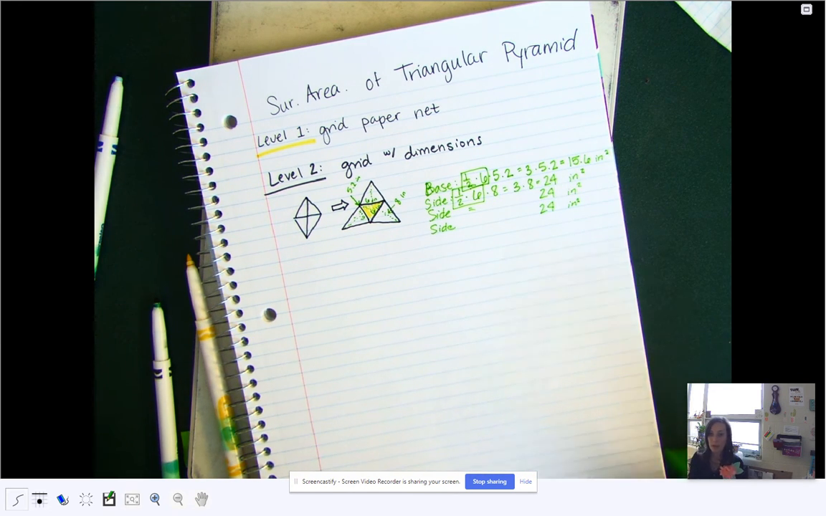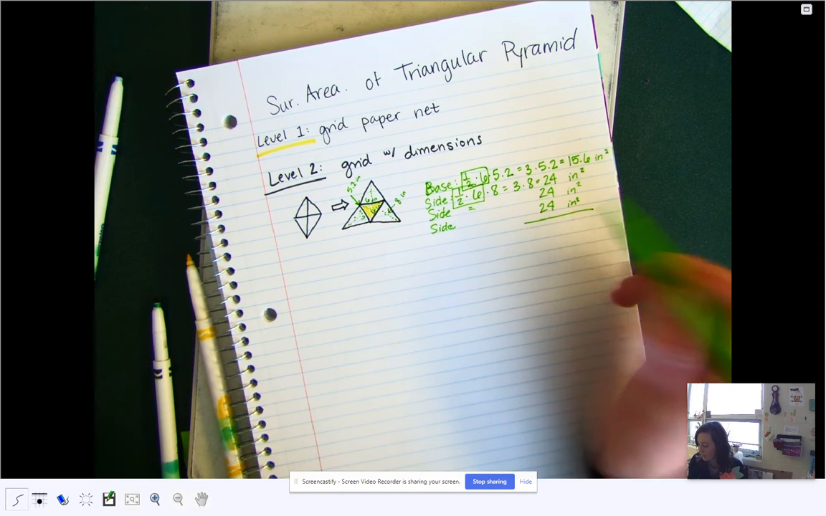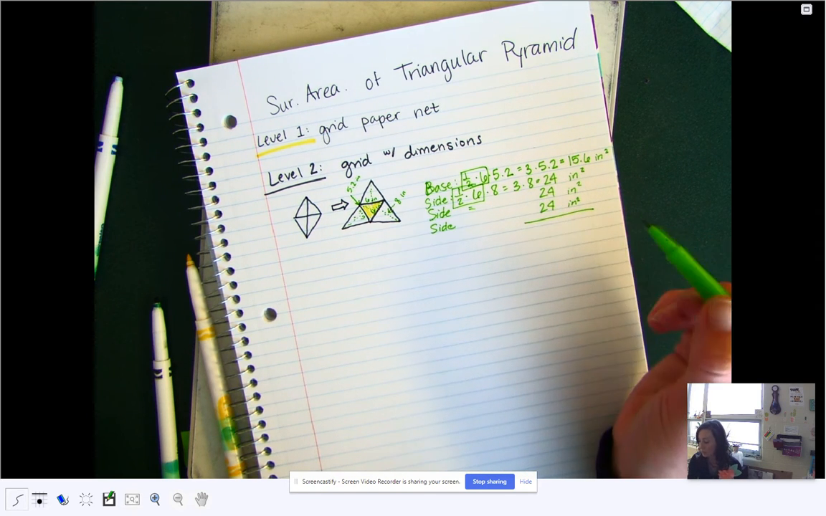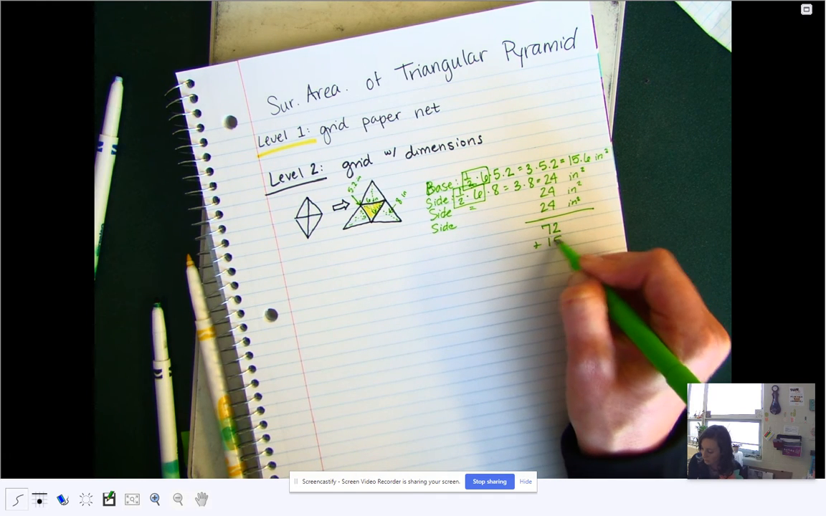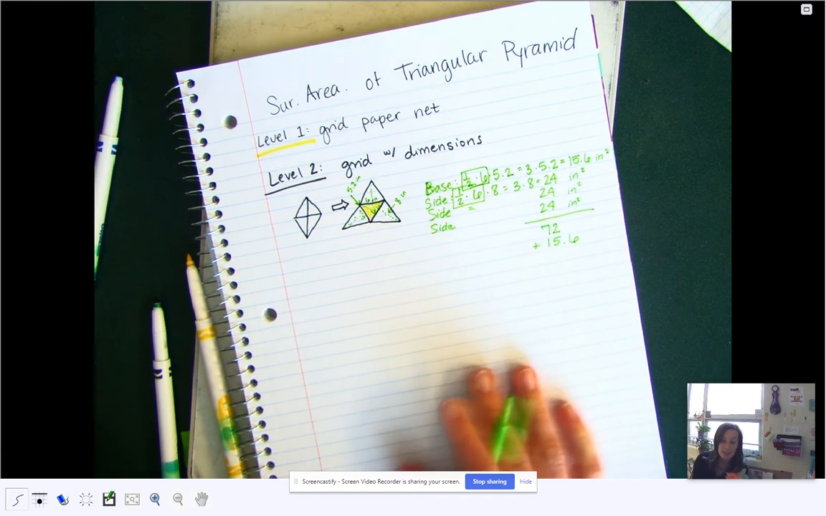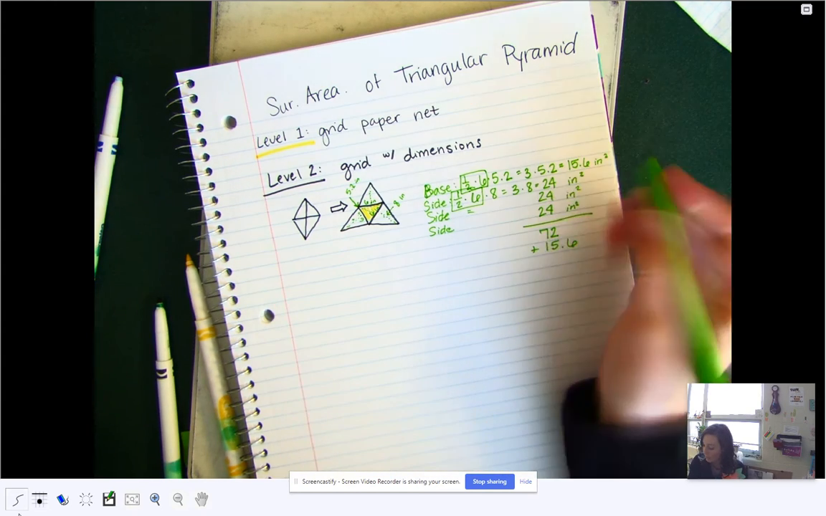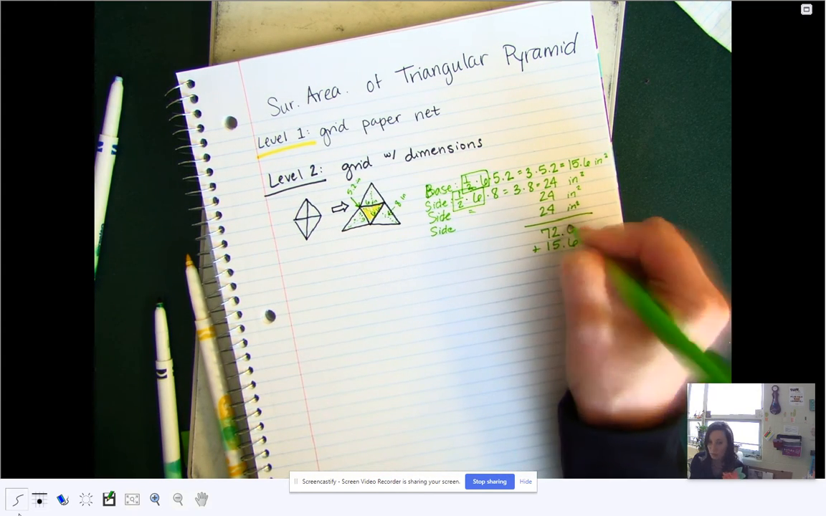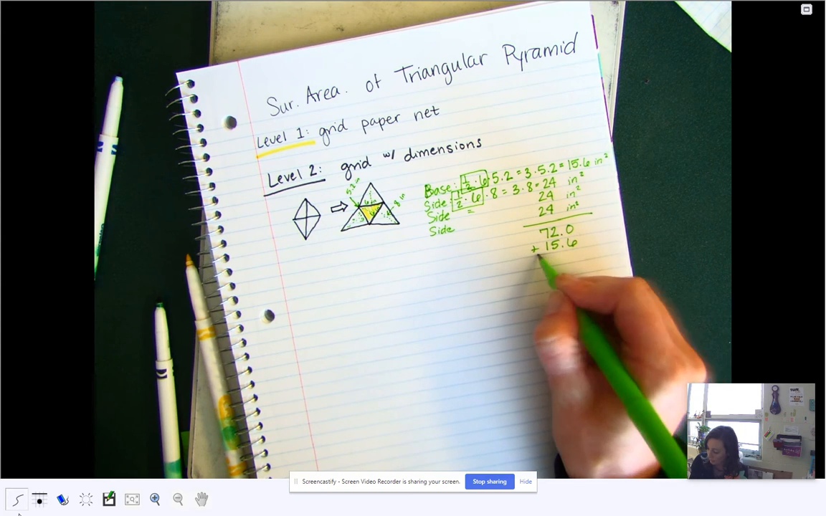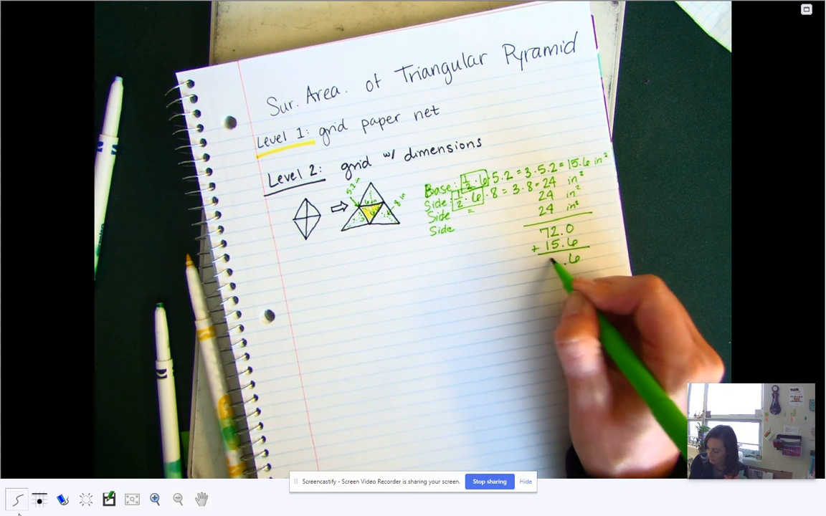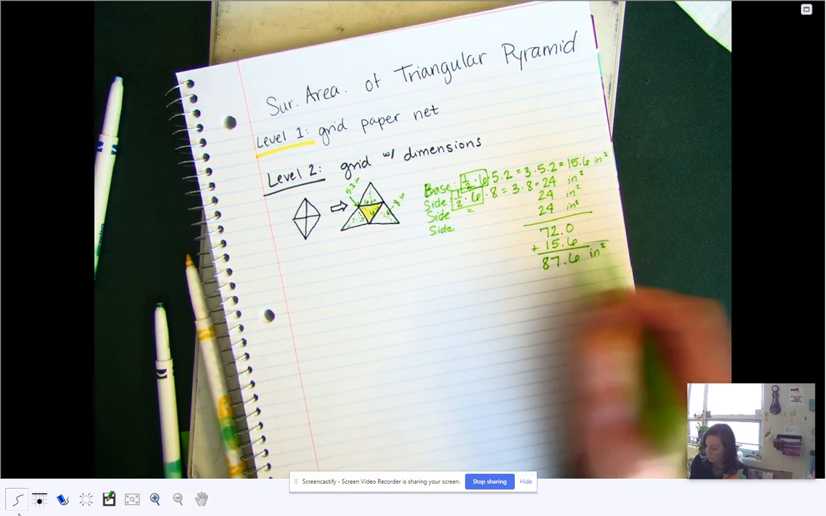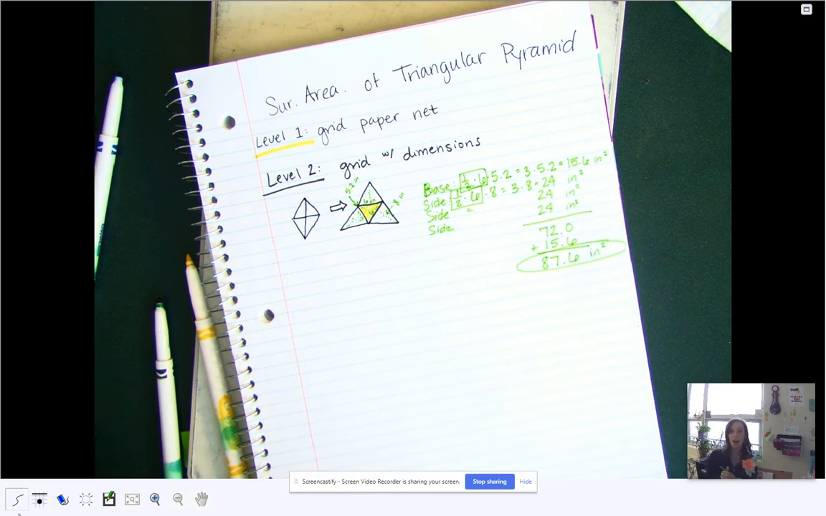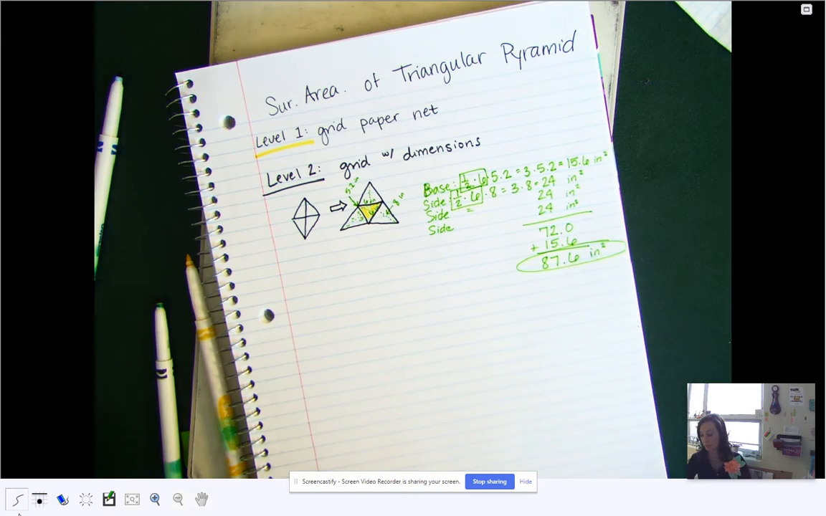Okay? So my last step is to add these up. I know that 24 times 3 is 72. And then I just got to add my 15.6. Remember that when we add decimals, we line up the dot and give it all we got. If we don't see a dot here, we can add one on the end if that makes us feel better. 87.6 inches squared is the surface area of that triangular pyramid. Doggone it, I can't talk.